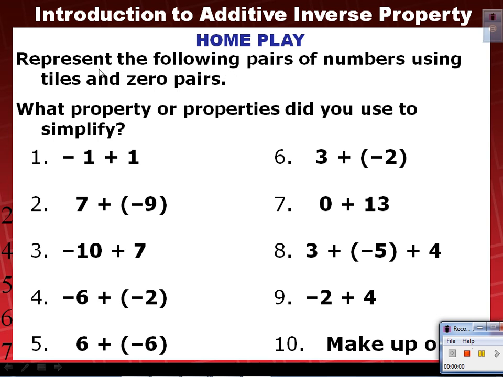It says home plate. Represent the following pairs of numbers using piles and zero pairs. So we already had something similar last night, but today's going to be extra practice. However, it states what property or properties did you use to simplify. So you need to identify the properties, and we'll get to that in a little bit as soon as we get started. So for right now, copy these 10 problems.